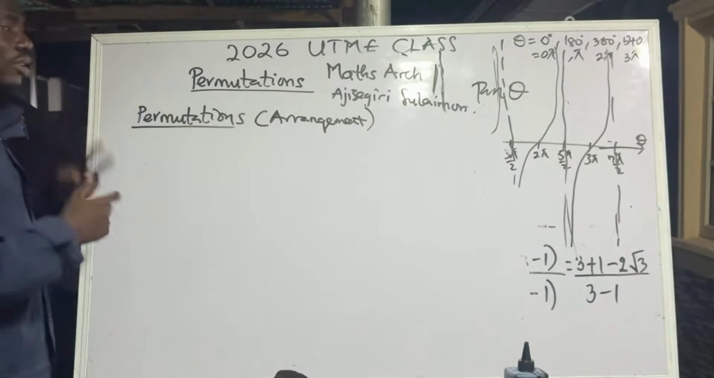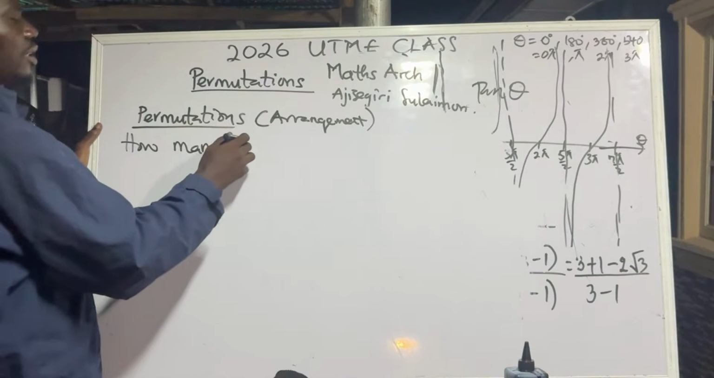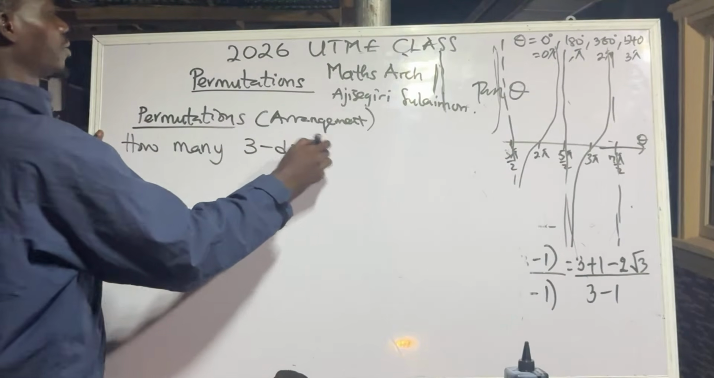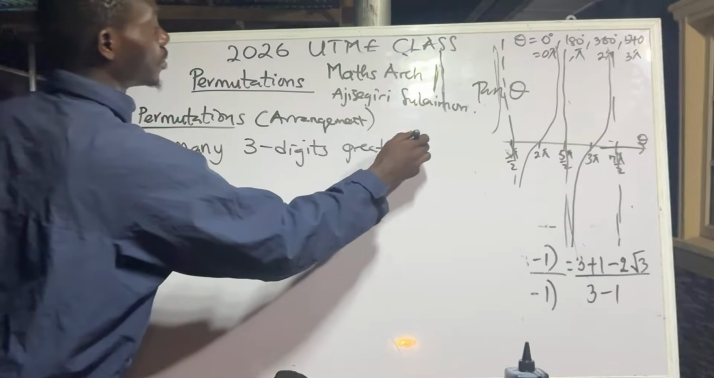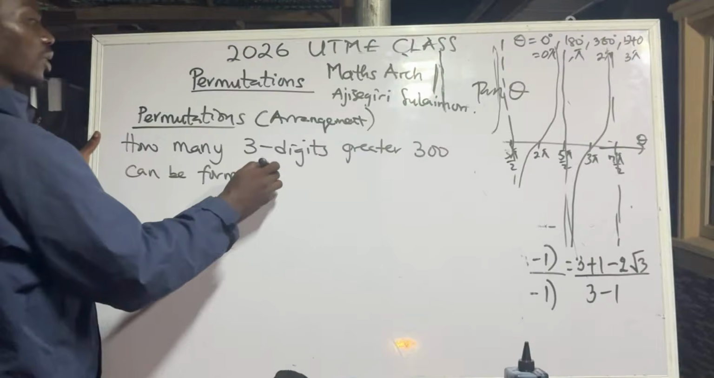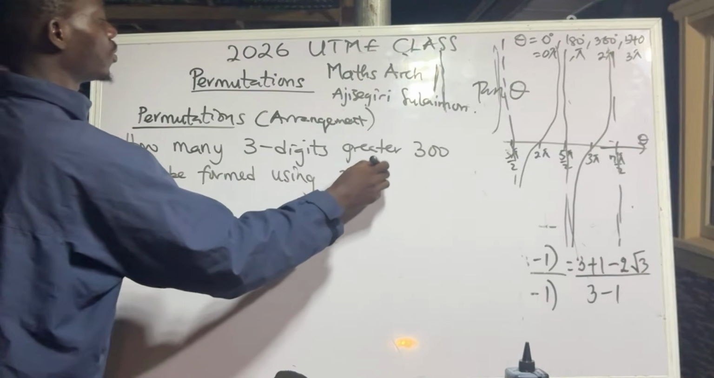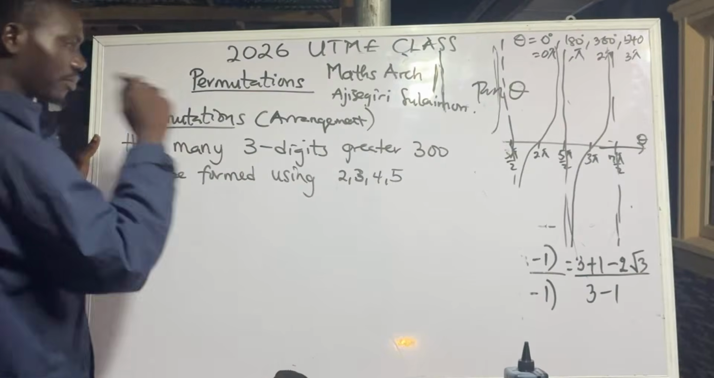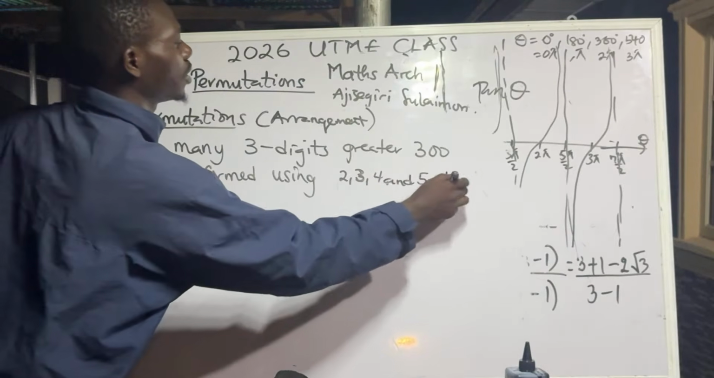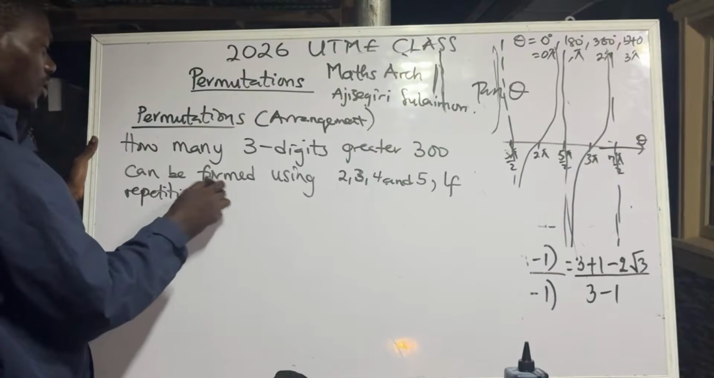So, the question can come in that way. What if it is, they said, how many three-digit numbers greater than 300 can be formed using the digits 2, 3, 4, and 5, if repetition is not allowed?